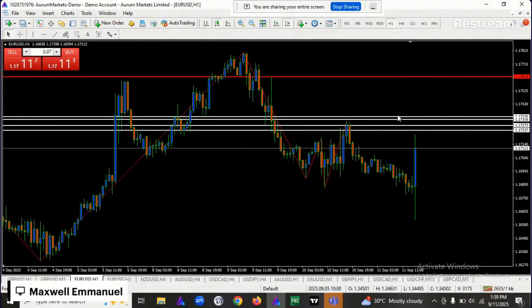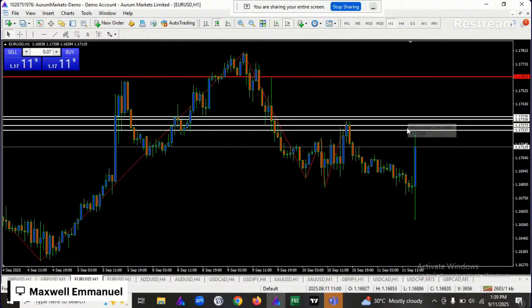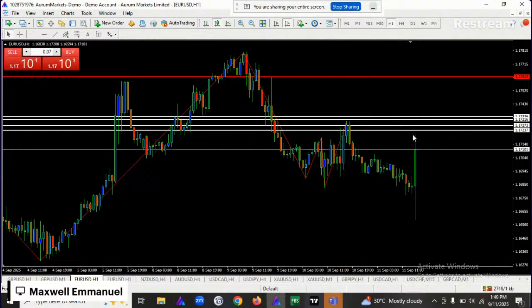You can see these zones I identified in the morning session. I want to see price pull back to these zones. This is where I will be looking for my sells on EU, and this is where I'll have my stop loss. I need price to come fill this gap before looking for sells on EU.